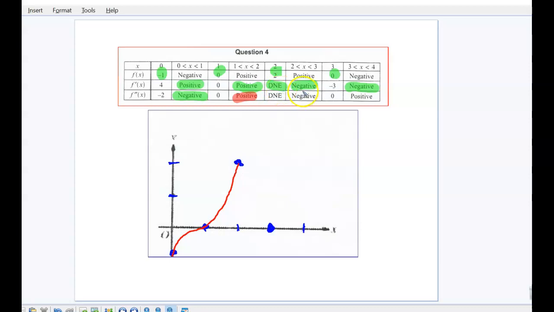And now it is decreasing because f prime is negative, and the second derivative is also negative from 2 to 3, so it's decreasing in a concave down fashion. So it's going to look something like that.